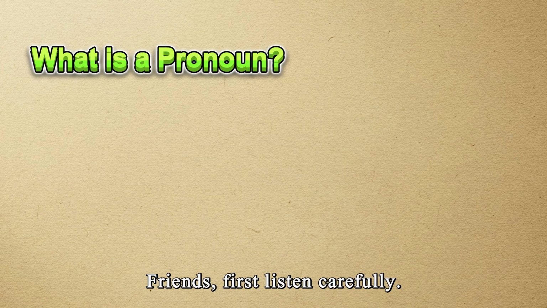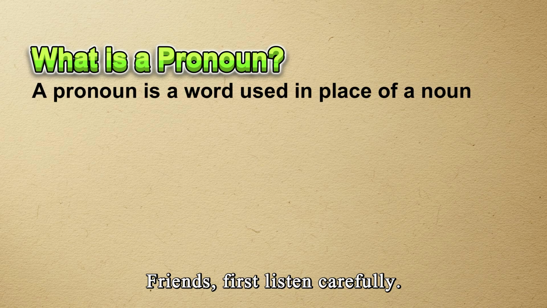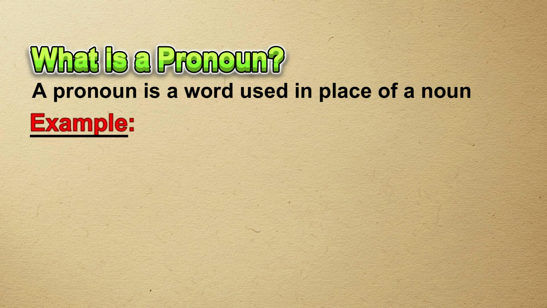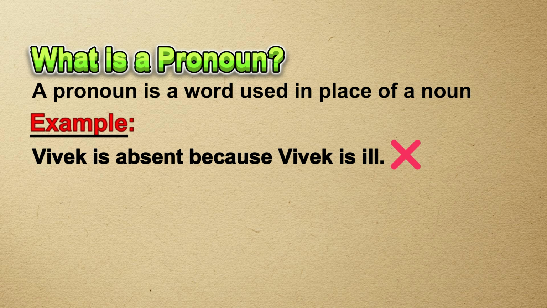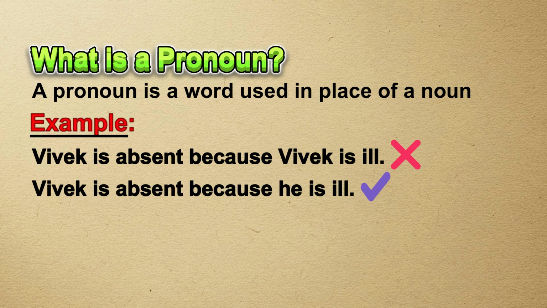Friends, first listen carefully. A pronoun is a word used in place of a noun. Let me explain with an example. Vivek is absent because Vivek is ill. This sentence does not sound good because the noun Vivek is repeated. Vivek is absent because he is ill. Now the sentence sounds correct. Here, the word he replaces the noun Vivek, so he is a pronoun.